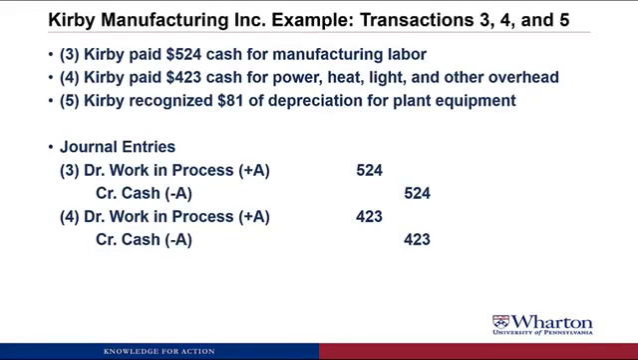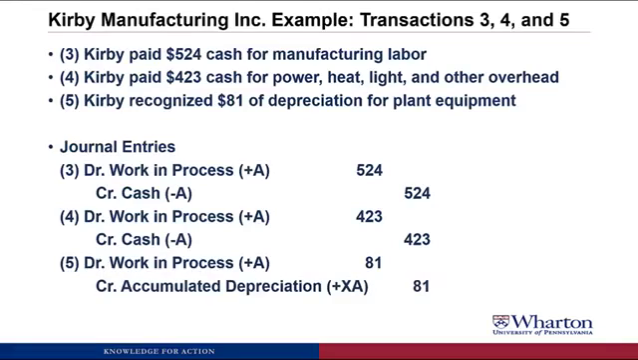Now try number 5. So for this one, we're again going to debit work in process inventory for $81 because we want to add the cost of using the plant equipment, which is the depreciation, into the work in process account. And we're going to credit accumulated depreciation. Remember, that's a contra asset, so by crediting accumulated depreciation, we increase the amount of depreciation so far that we've recorded for our equipment.